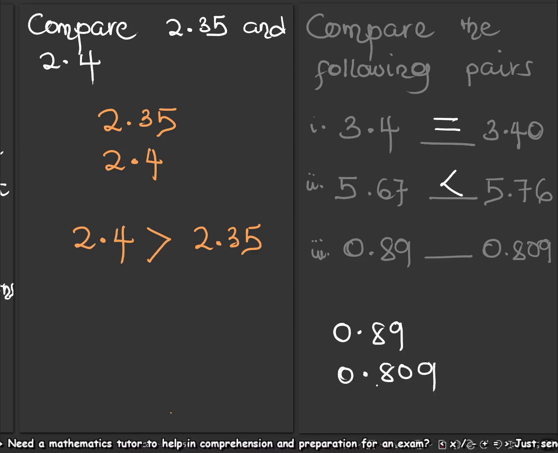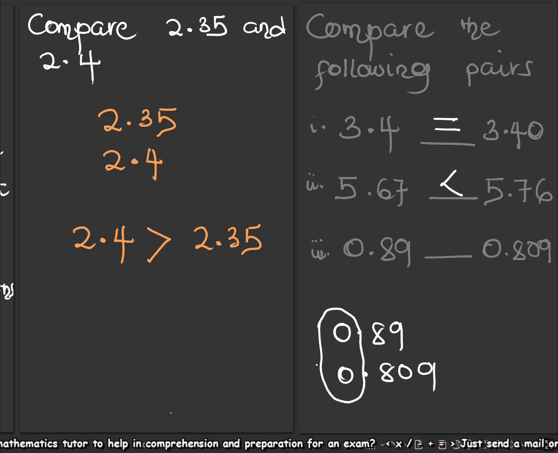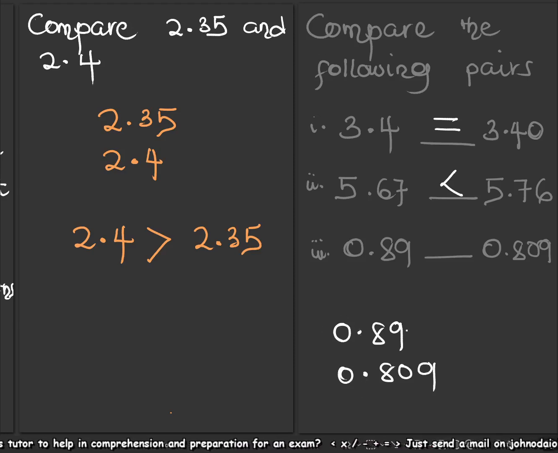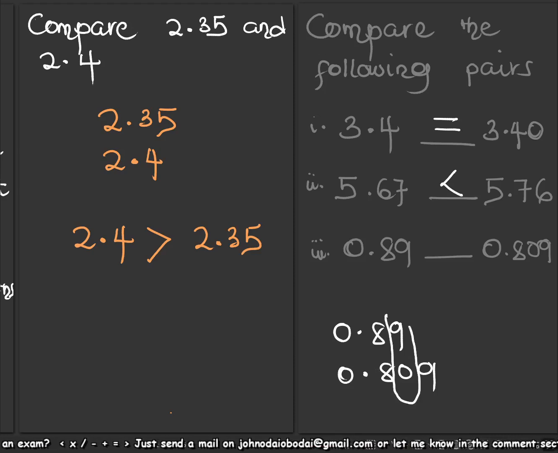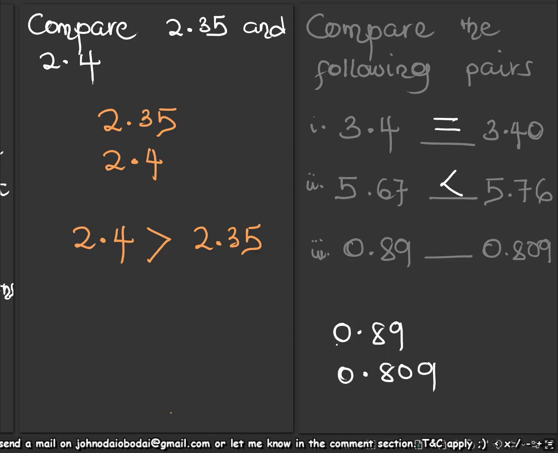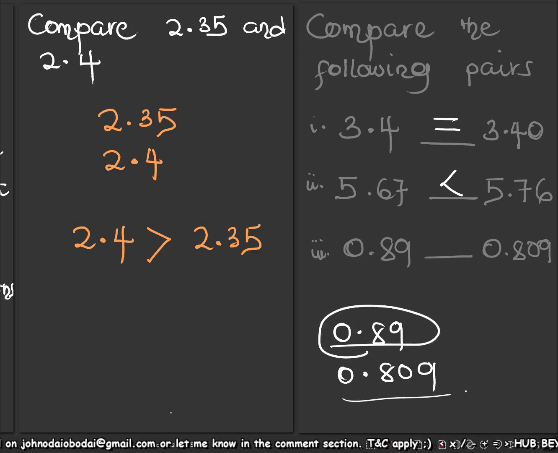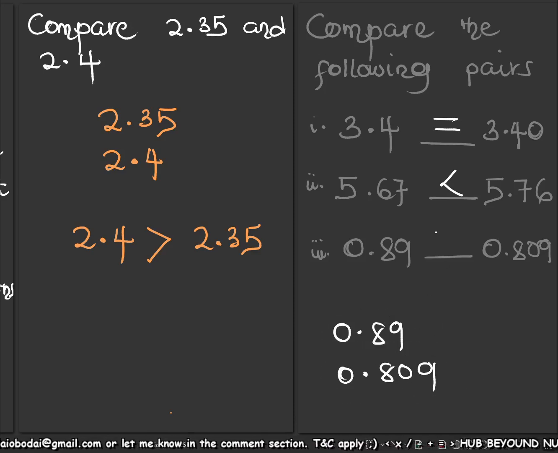0.809. Comparing the whole numbers, there is 0 and then 0, so that's fine. We go to the next digit. There is 8 and then there is 8. You see? So we have to move on to the next digit as well. Now over here we have 9 and 0. Which is bigger? 9 is bigger than 0. So it means that this digit here is bigger than this one here. You get it? So you put this sign here.